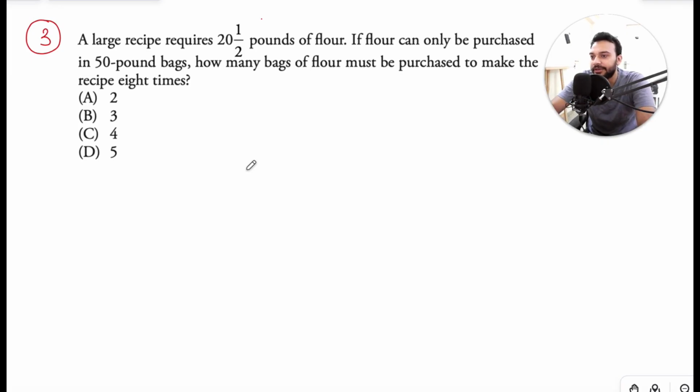Okay, question number 3. A large recipe requires 21.5 pounds of flour. If flour can only be purchased in 50-pound bags, how many bags of flour must be purchased to make the recipe 8 times? So in a single time, it needs 20.5 pounds of flour. That means it's 41/2 pounds of flour.